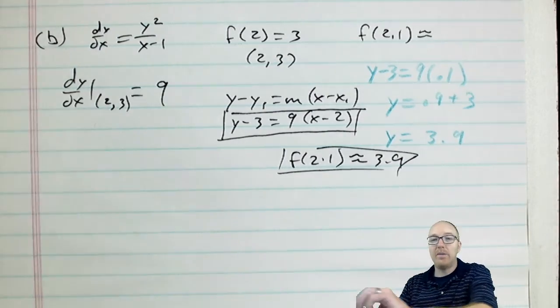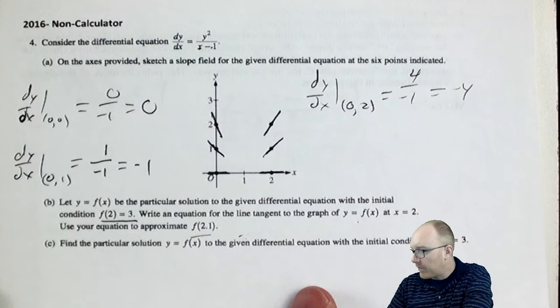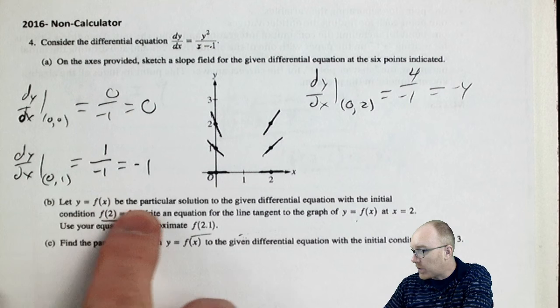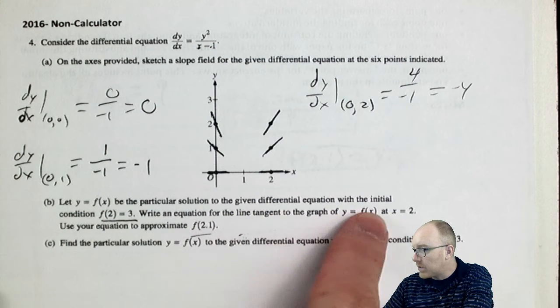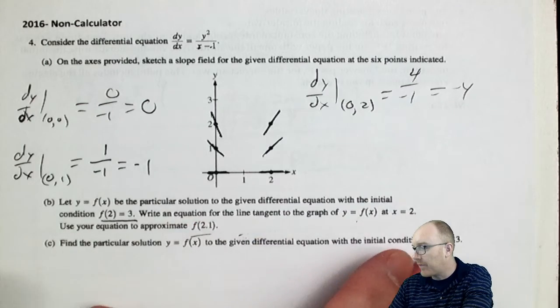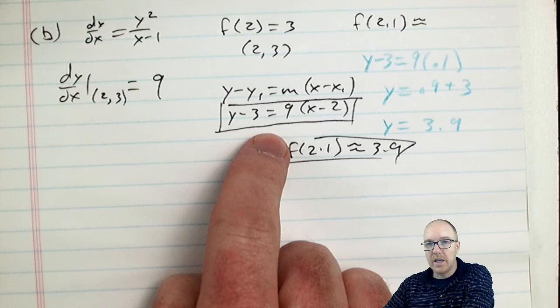Go back, and I always go back and check and make sure we got all the parts of the question. Part B. Let y equals f of x be a particular solution to the given differential equation with initial condition f of 2 equals 3. Write an equation for the tangent line to the graph when x equals 2. There's our tangent line equation.